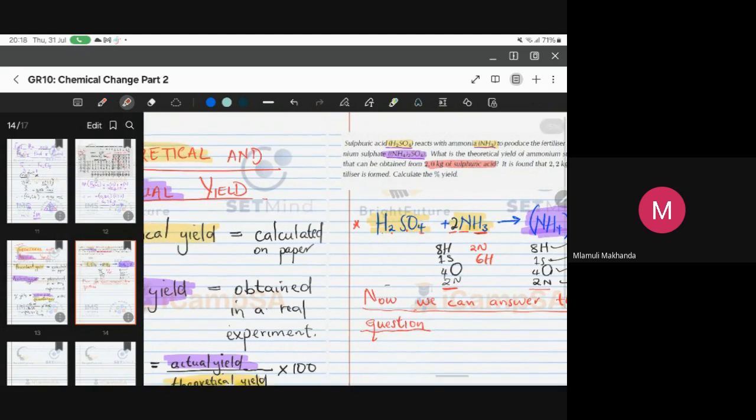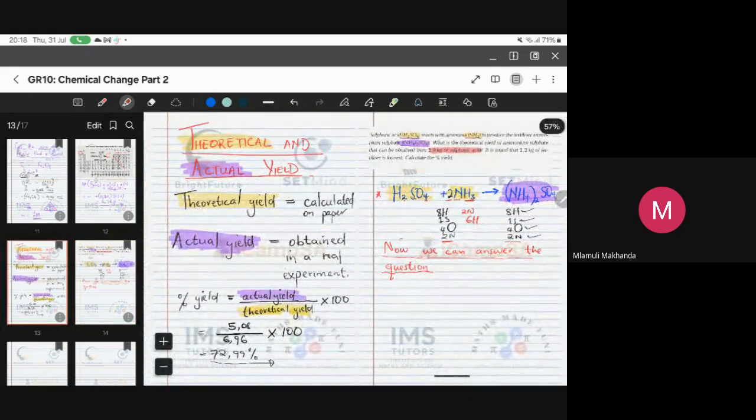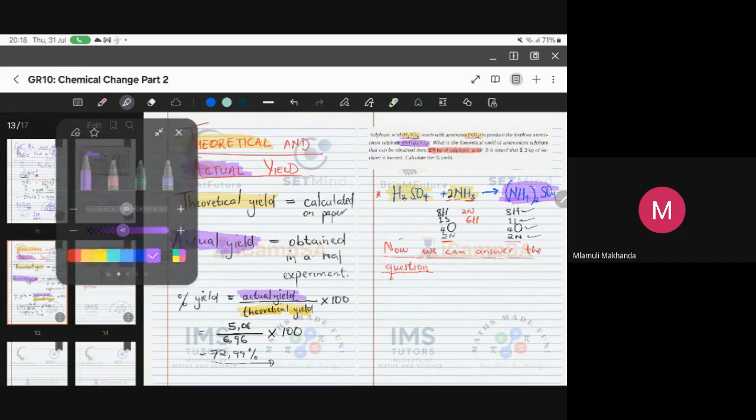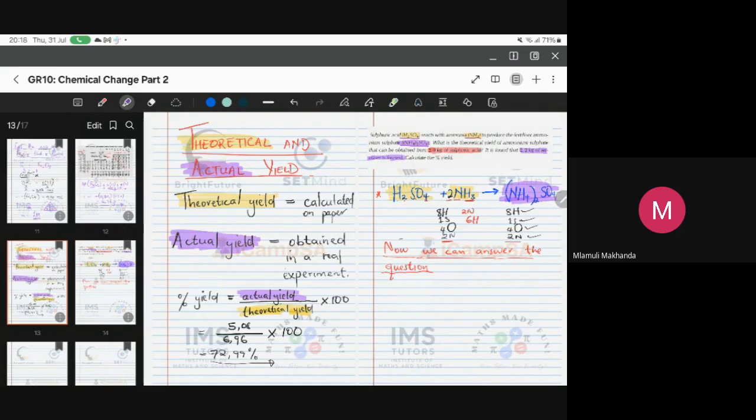What is that? That's the amount of sulfuric acid we are reacting, right? Now, it is found that 2.2 kilograms of fertilizer is formed. Lucky for us, they told us what the fertilizer is. It's just the ammonium sulfate. So they are saying after the whole reaction is finished, you will get 2.2 kilograms of fertilizer. I don't know why they're using kilograms here. So we'll have to convert to grams, right? We never use it as is.